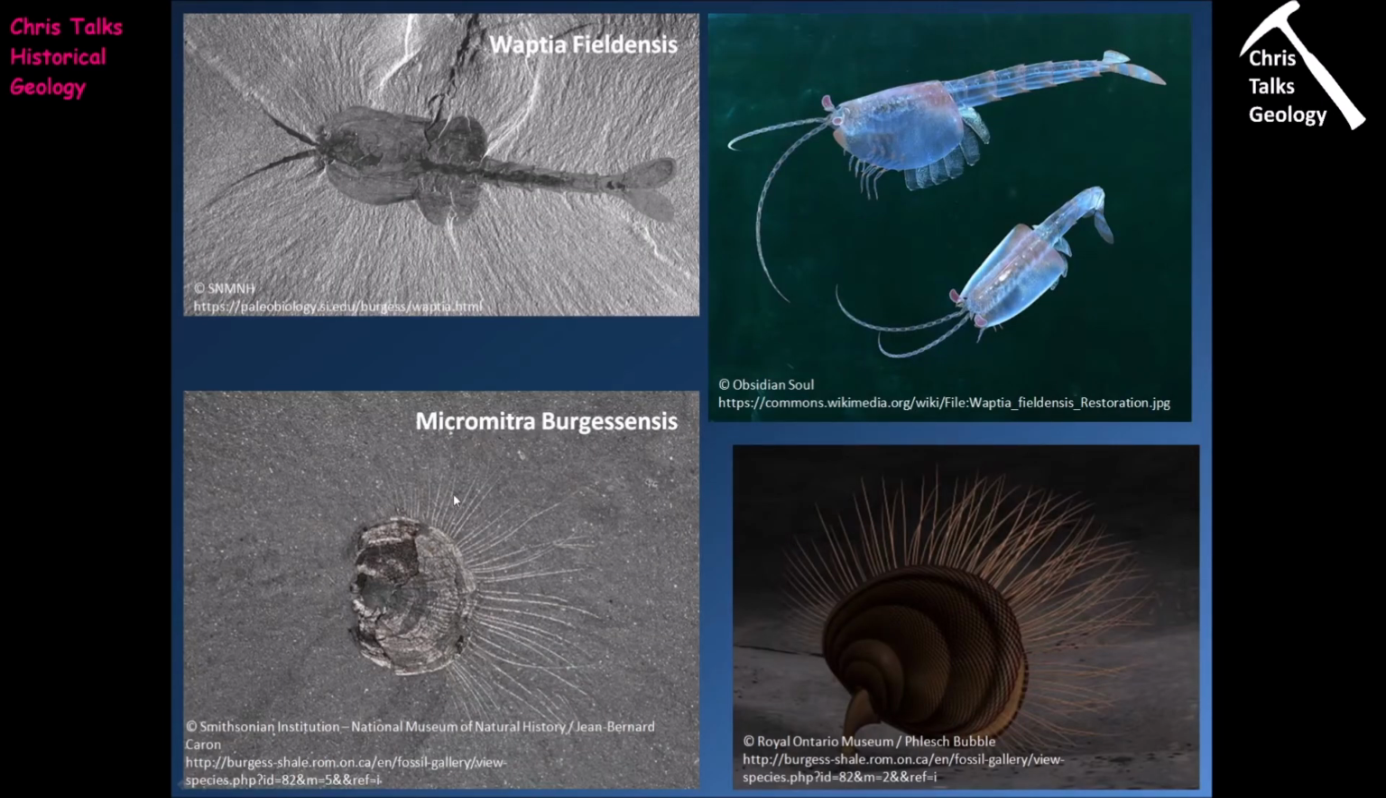So next we have a couple of organisms which would be more familiar in their appearance to us. Here we have Waptia fieldensis, and if you look at it you think, right, straight away, segmented body, segmented legs, it's going to be part of the group Arthropoda. And in general, it looks quite a lot like a shrimp. And yes, chances are they are related to shrimp.